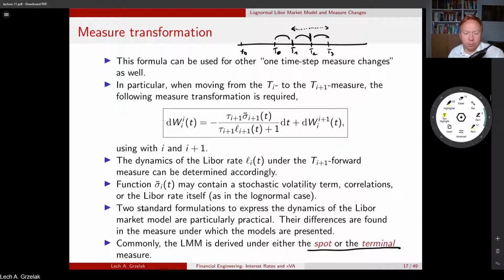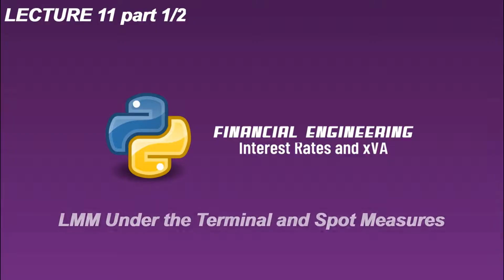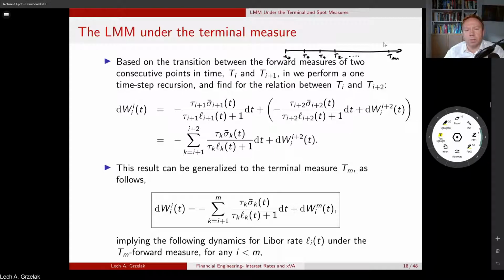Here is a little bit of summary about lognormal distributions and, of course, the measure transformation. Keep in mind, spot and terminal measures are keywords if you talk about the Libor market model and measure transformations. The specification of the terminal or the spot measure depends on a choice regarding the numeraire that's decided for the corresponding pricing measure.